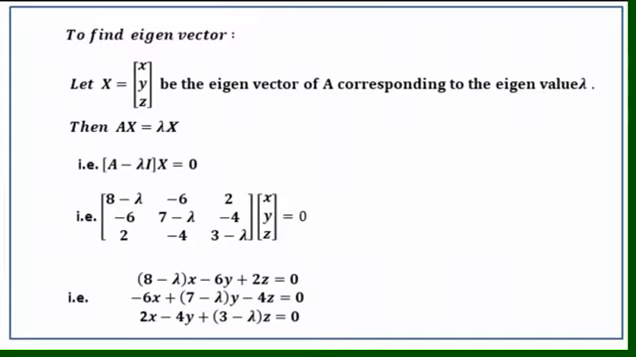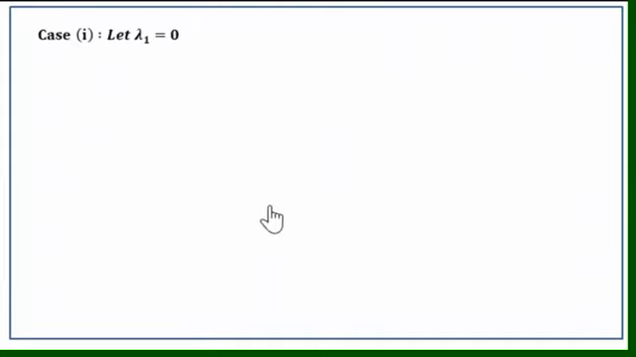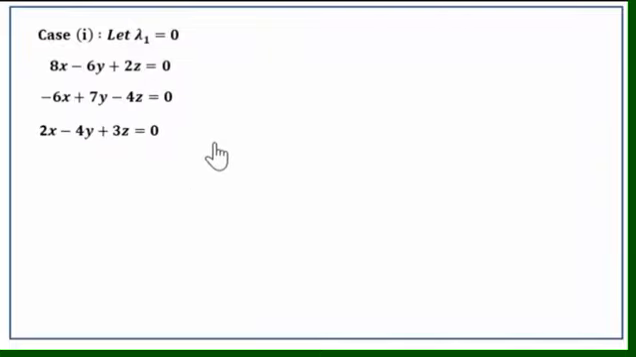So first case, we take lambda equal to 0, the homogeneous equations reduce to these three equations. Now solve for x, y, z. I'll take the first two equations, multiply the first equation by 2 and then add the two equations. So z will be eliminated. So 16x minus 12y plus 4z equal to 0, minus 6x plus 7y minus 4z equal to 0, then add. We get 16x minus 6x, 10x, minus 12y plus 7y is minus 5y. Adding, we get this, or we can write y equal to 2x.